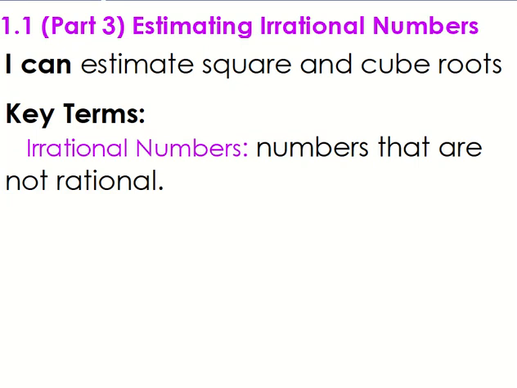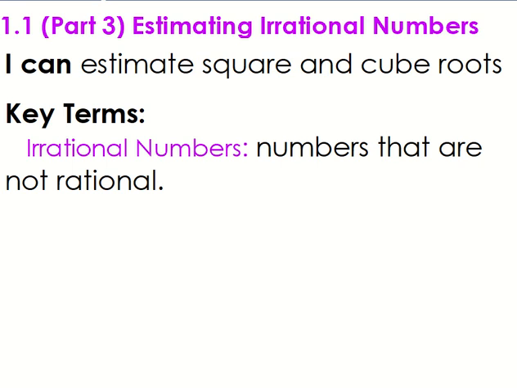Okay, we are going to do 1.1 part 3. Remember, this is still the first section of your book, just separated into 3 parts. So we are estimating what we call irrational numbers. Ir is our prefix, basically meaning not rational, right?